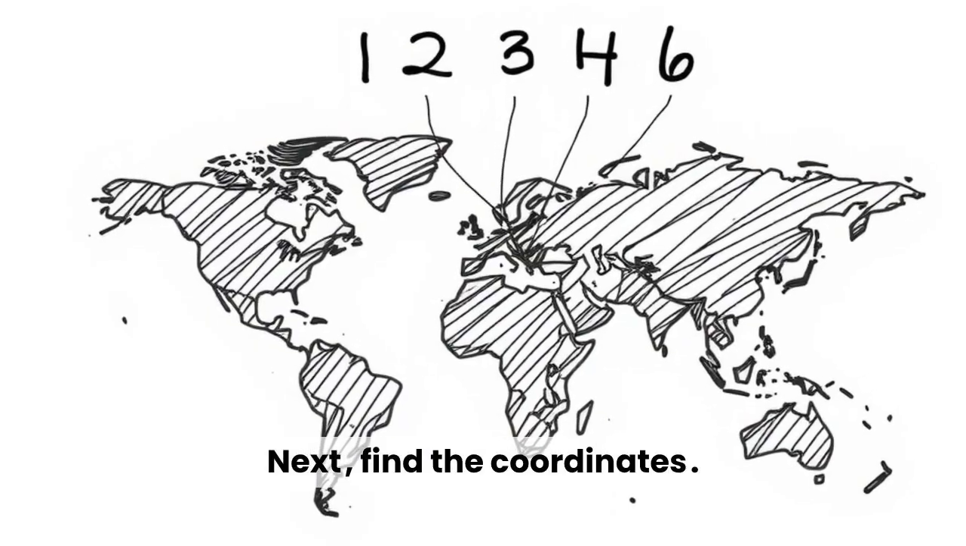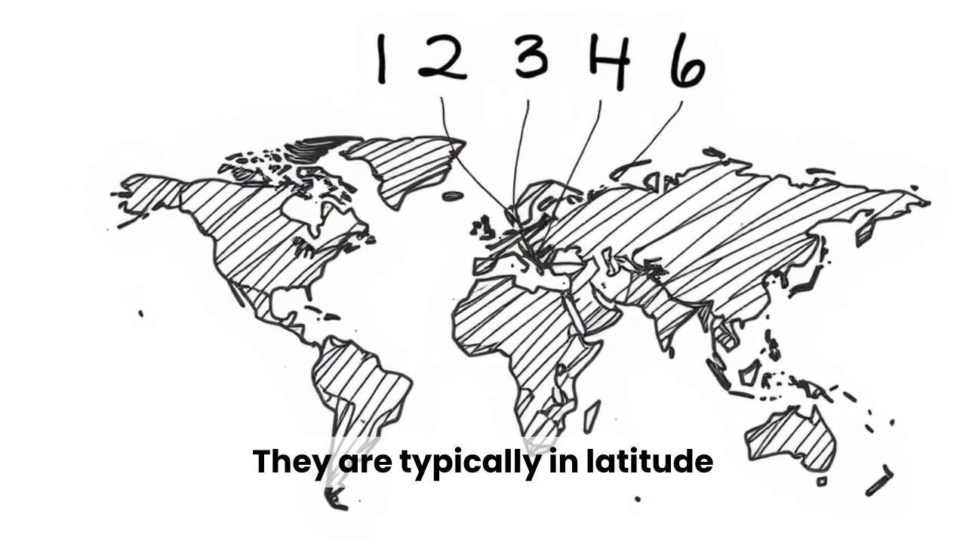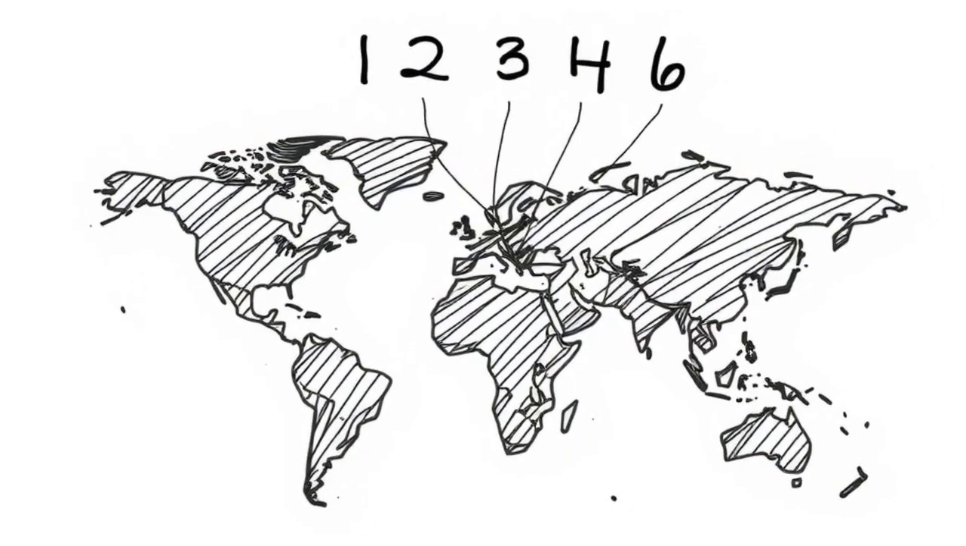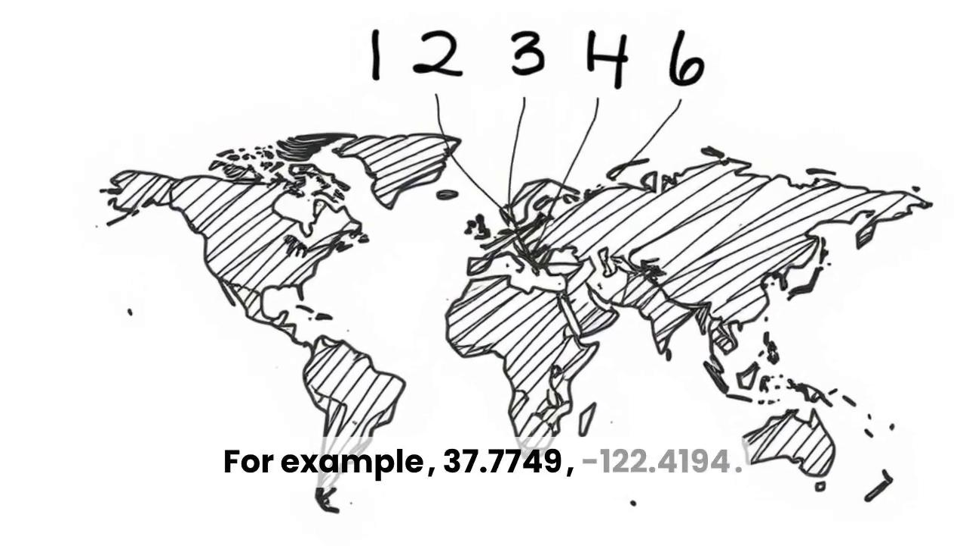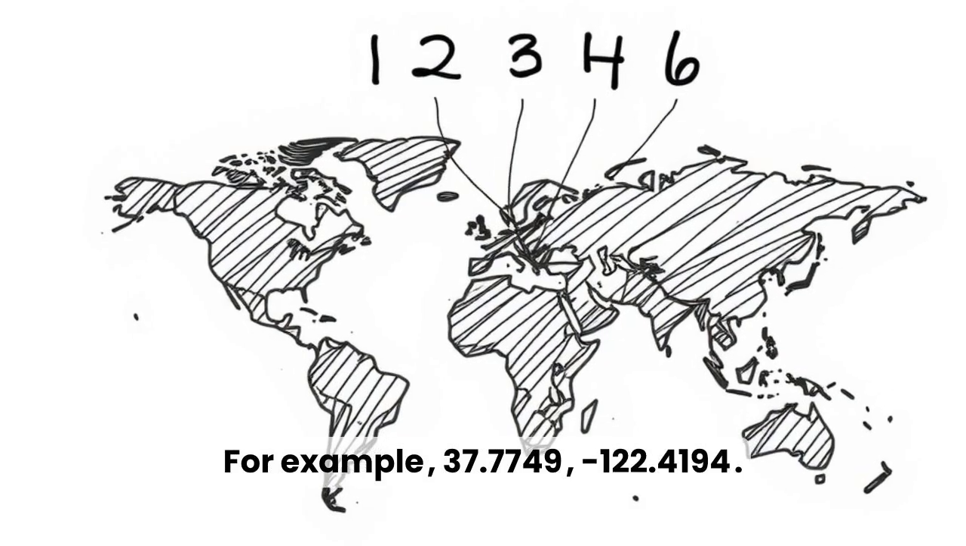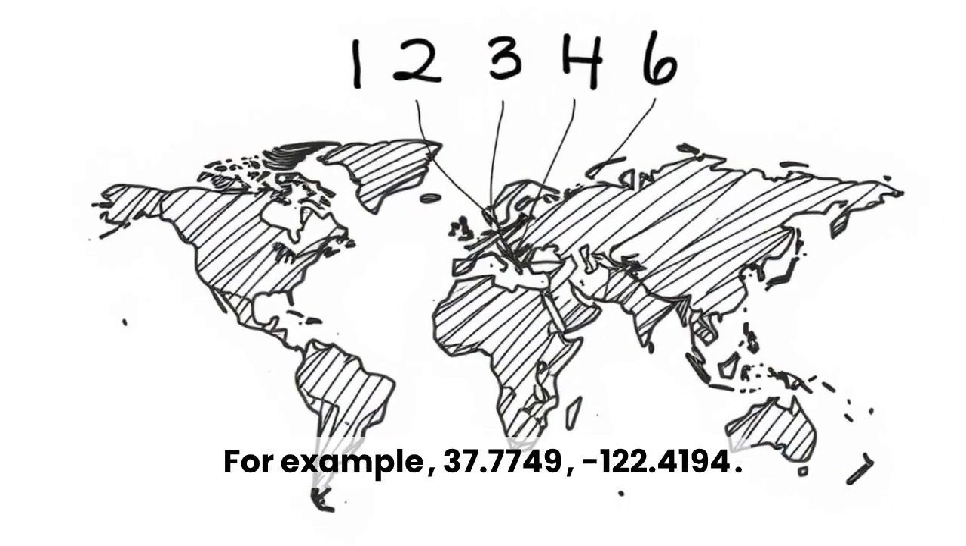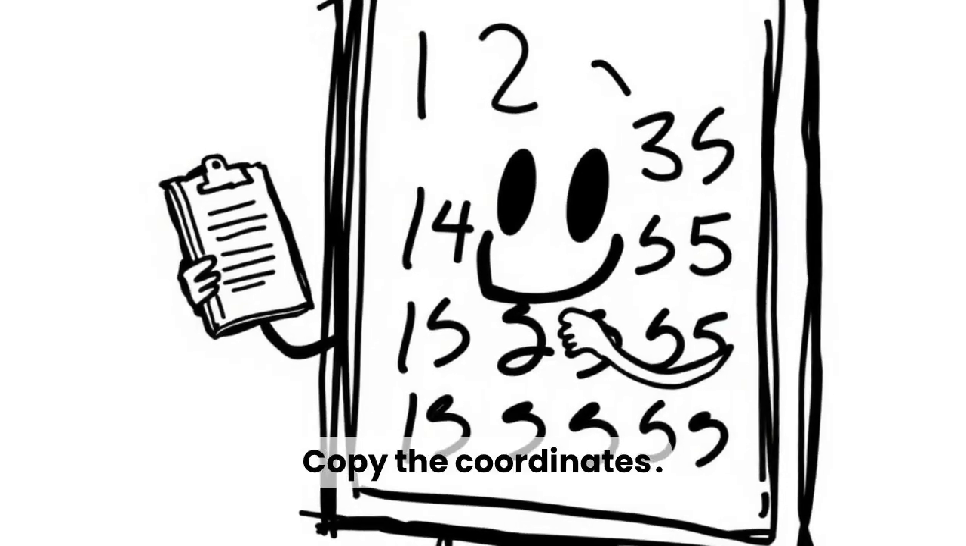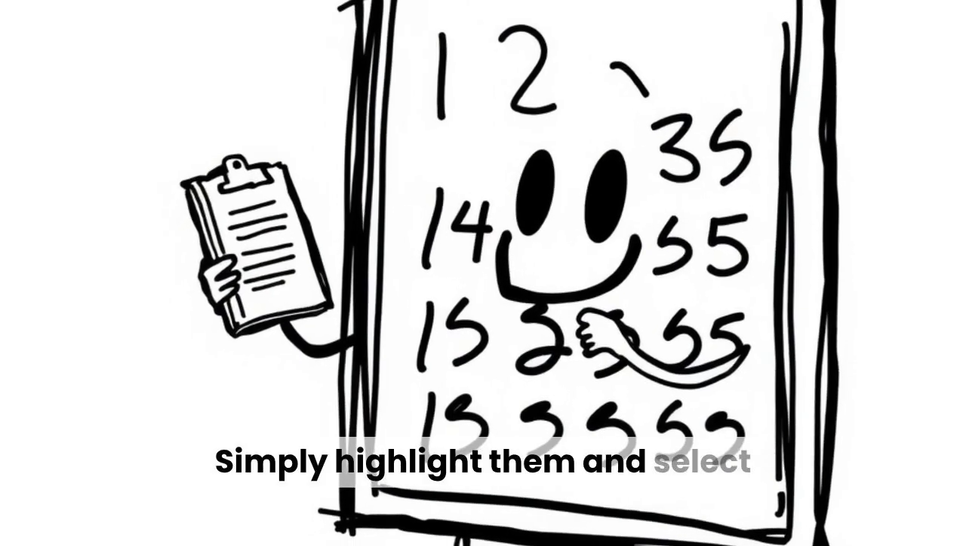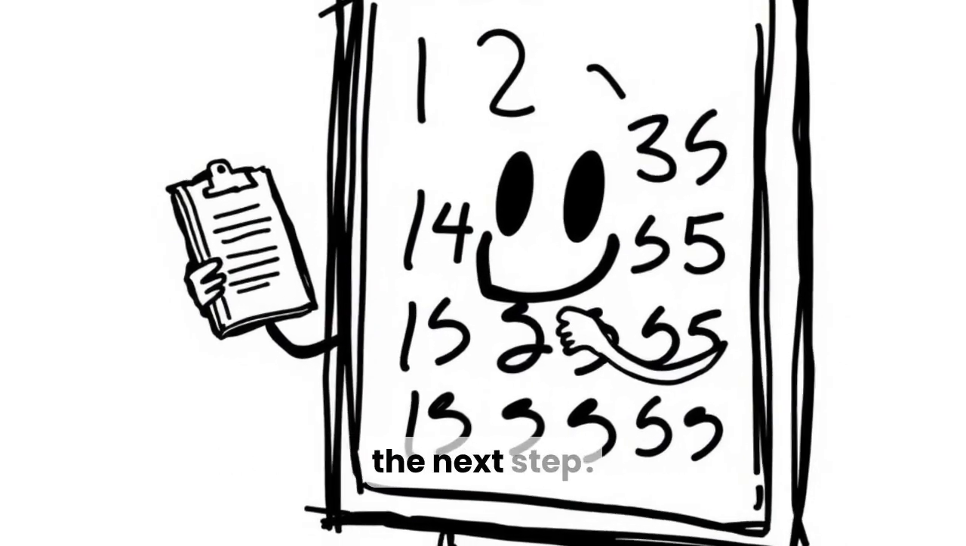Next, find the coordinates. They're typically in latitude and longitude format. For example, 37.7749, -122.4194. Copy the coordinates. Simply highlight them and select Copy, or remember them for the next step.